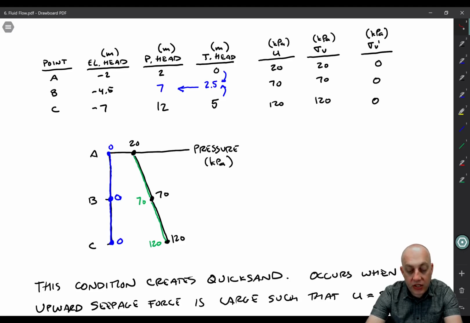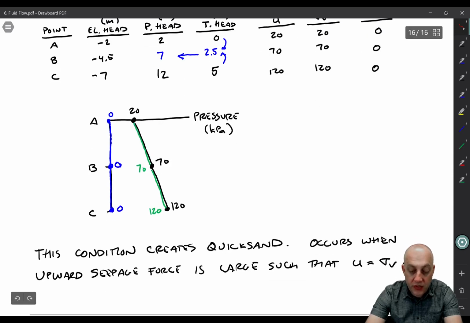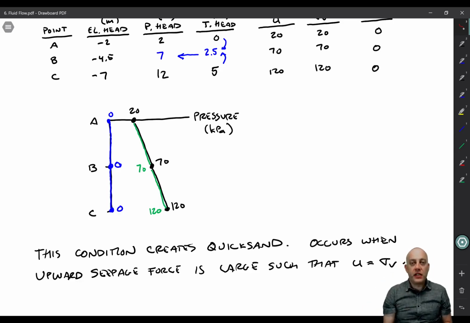All right, so this condition creates quicksand. This occurs when the upward seepage force is large, such that the pore pressure is equal to the vertical total stress. We'll talk about what that means in just a second, but if you have a material that's cohesionless, just loose particles of sand, let's say beach sand, that are kind of stacked on top of each other, and you push water up through it. Basically, the sand particles are fully supported by this upward seeping water. The seepage force is large enough to balance the downward force of those particles, and they're not really touching each other anymore. So you've created this quicksand condition where the soil basically has no strength.